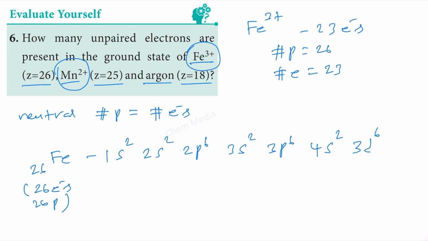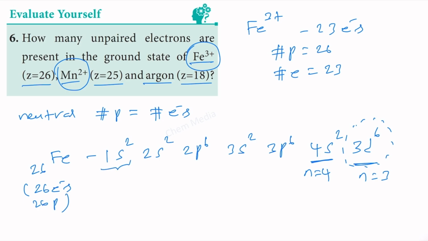Now, the question is, should we remove all the 3 electrons from the 3d orbital? No. When we remove electrons, we should remove electrons from those orbitals that have a higher value of principal quantum number. Here the principal quantum number is equal to 4 for 4s, but for 3d the principal quantum number is 3, even though 4s2 gets filled first and 3d6 filled later. When we remove electrons, we should remove them from the orbitals with the higher principal quantum number.